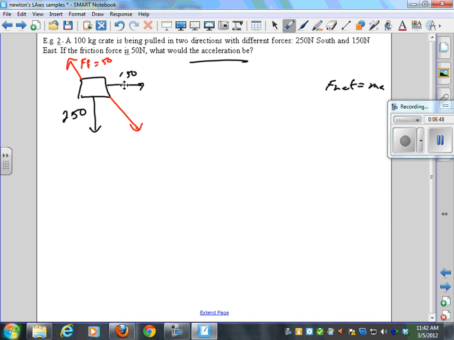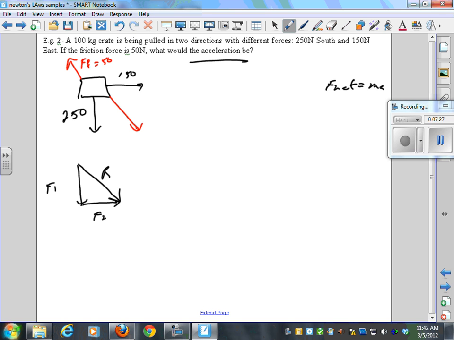Because the 250 and the 150 are vectors, what do I need to do? I need to put them tip to tail and find this red resultant. So step number one would be to call this F1, call this F2. Now, what are we going to call that? Call it X. It's the resultant of those two. You could call it resultant force.